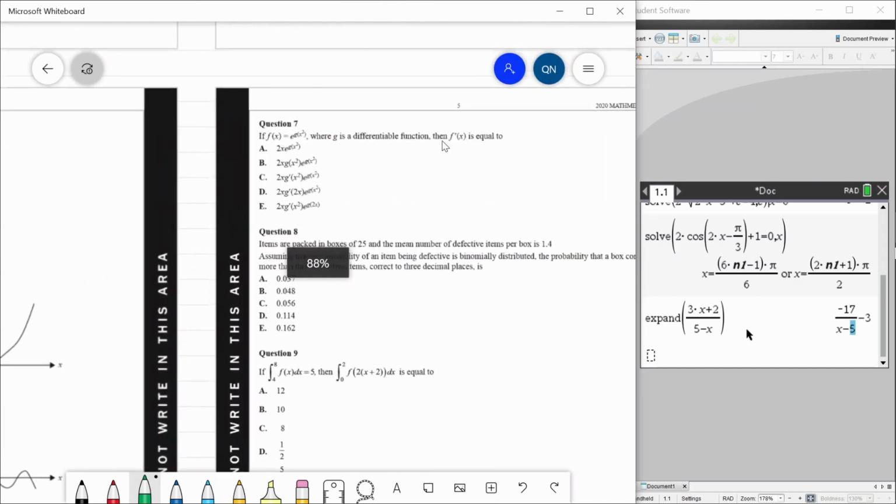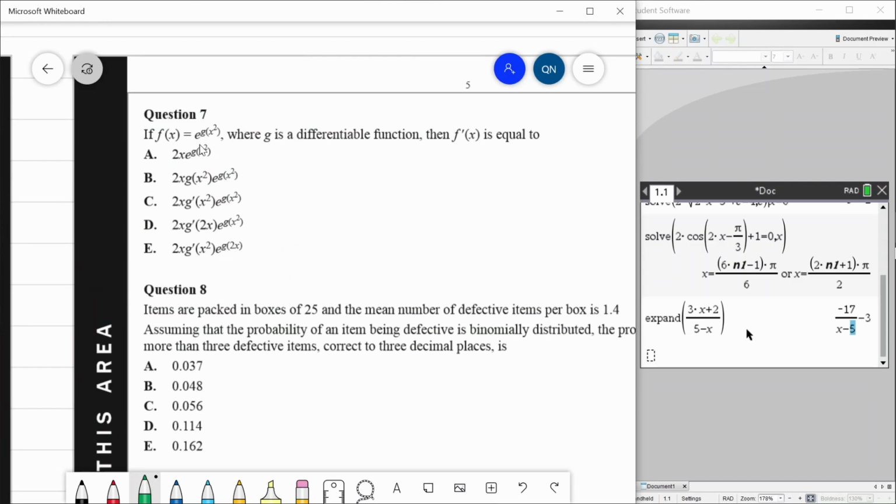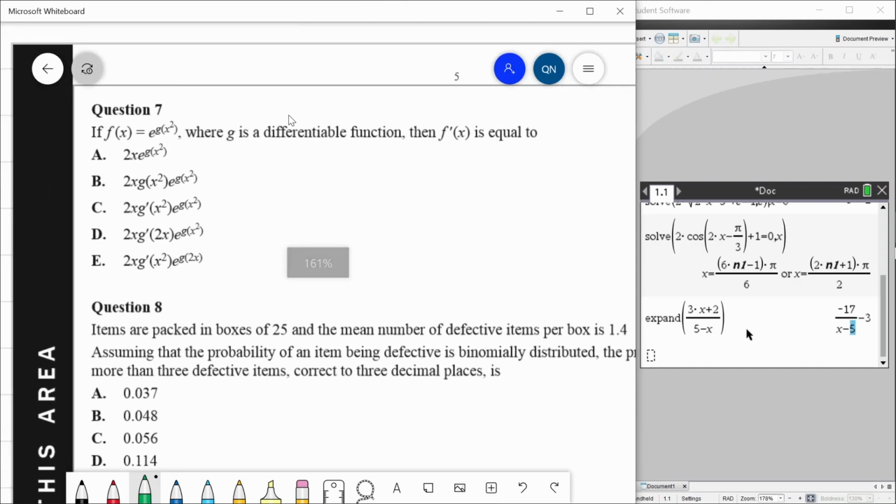So question 7, we got a function e to the g of x squared, where g is a differentiable function, and we want to find f prime. So this is just chain rule over here. So let's see, the outside function is e to the something. So how do you differentiate e? Well, it's just the same thing.